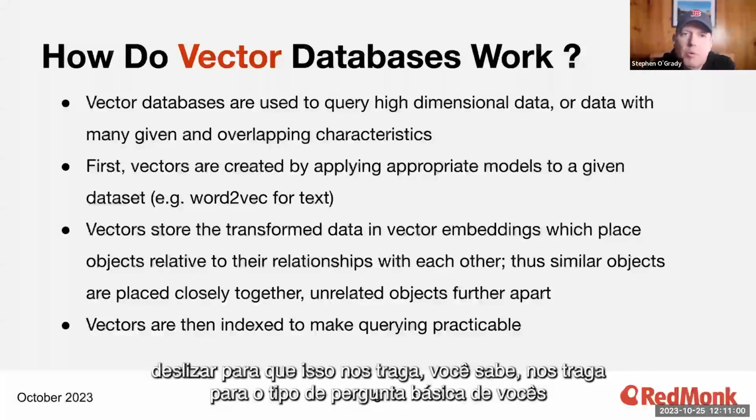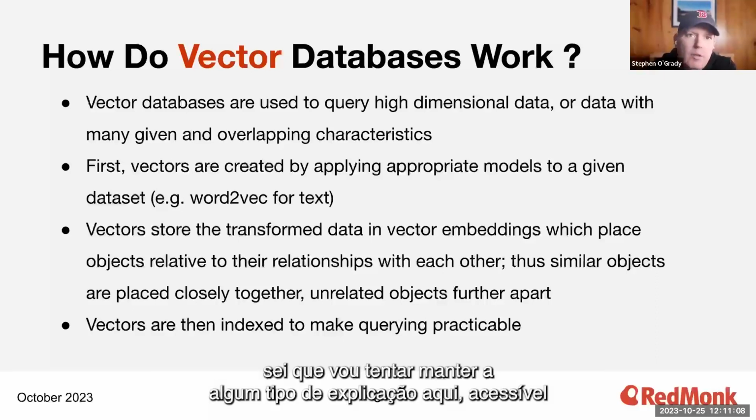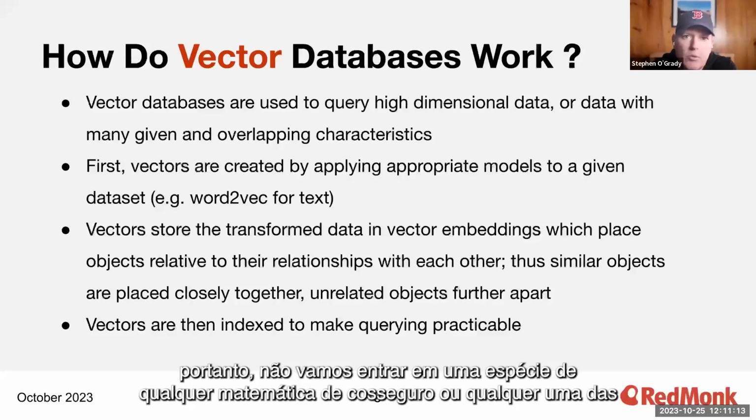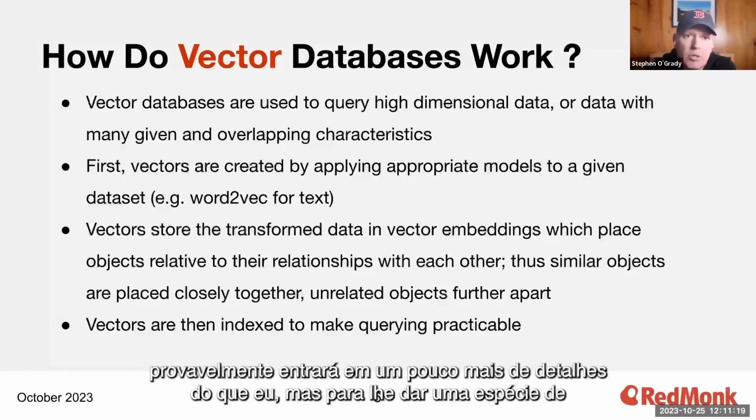So that brings us to the basic question of, how do vector databases work? Like, what is this? How is it different? And I'm going to try to keep the explanation here accessible. So we're not going to get into any of the cosine math or any of the real underlying nitty gritty details. Ben will probably go into a little more detail than I will.